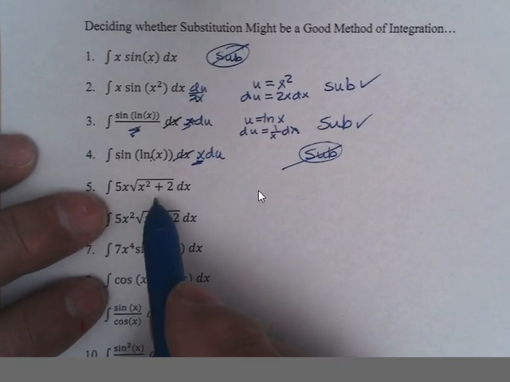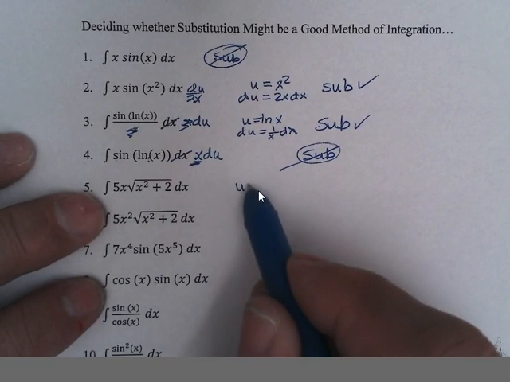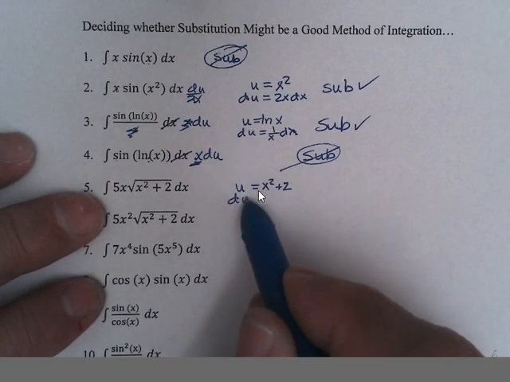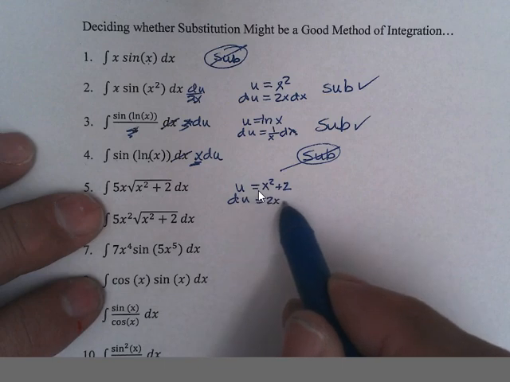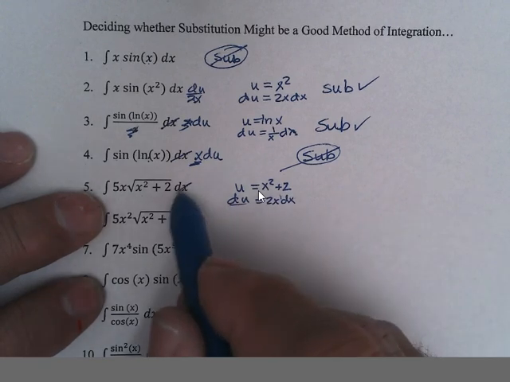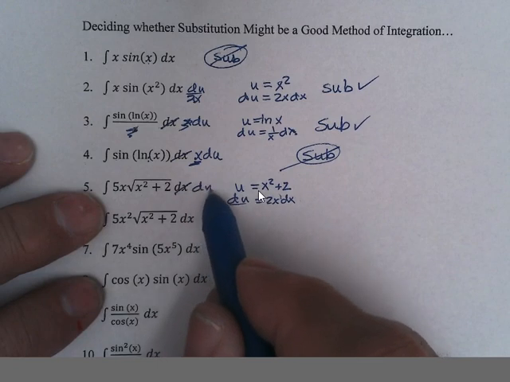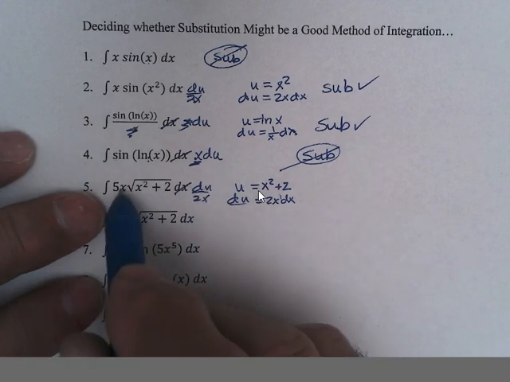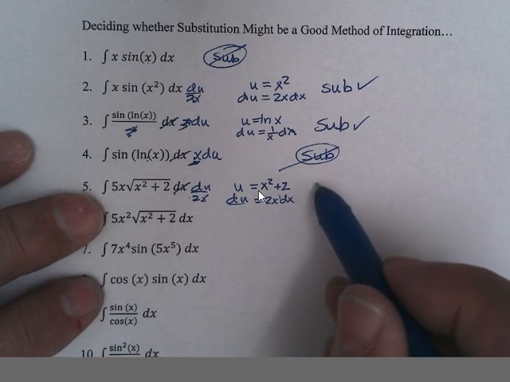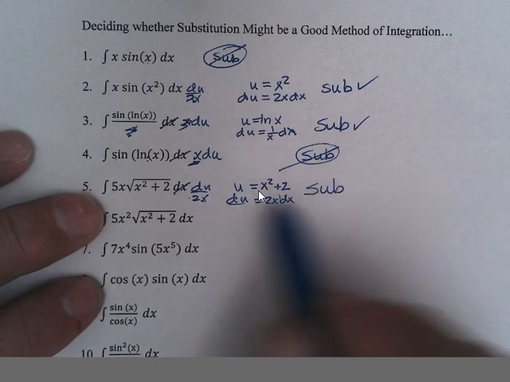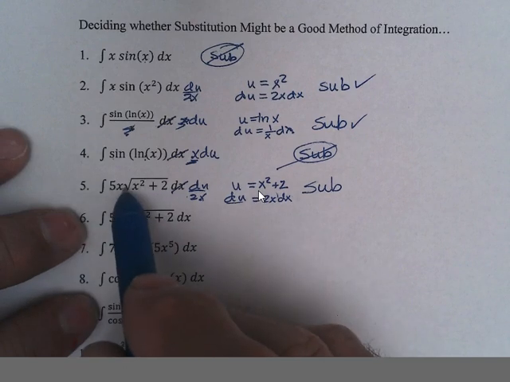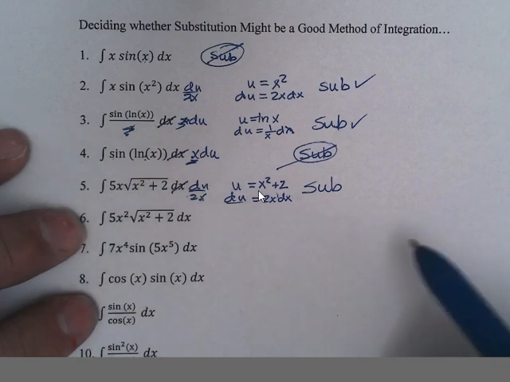This one, if you let u equal x squared plus 2, du would turn out to be 2x dx, so you're going to get a 2x under the du, and the x's would cancel. The 5 and 2 comes out, so this one will work with substitution, because you're going to only have 5 over 2 coming out and the square root of u.